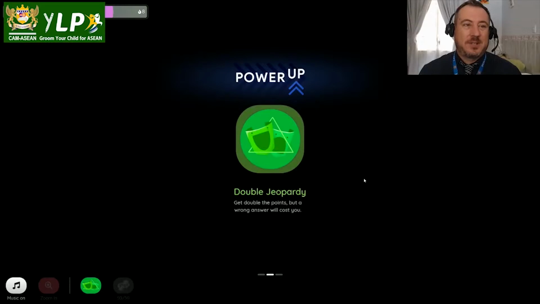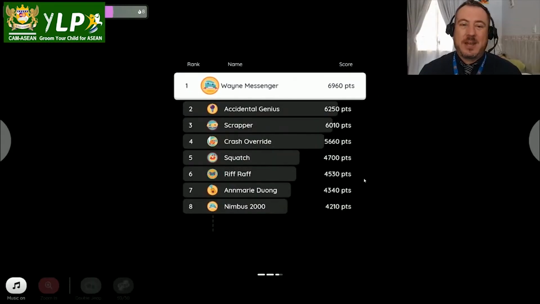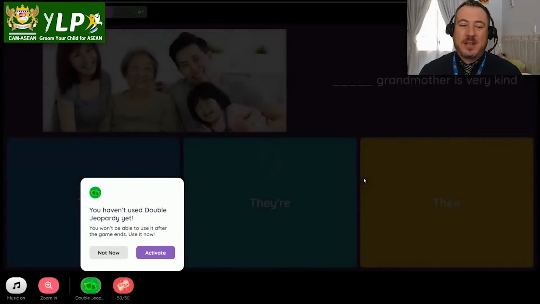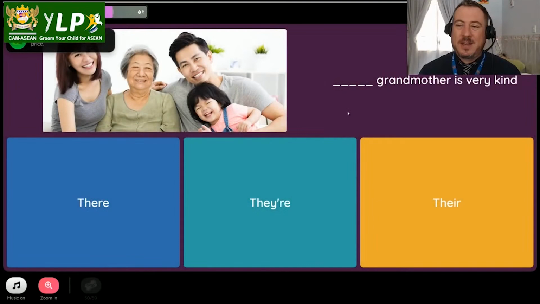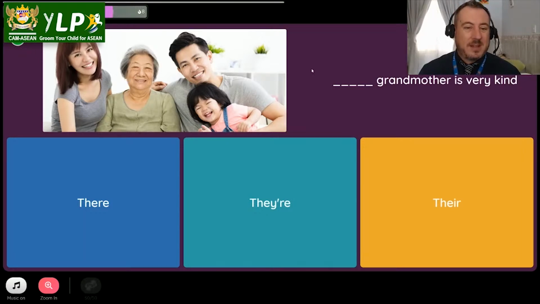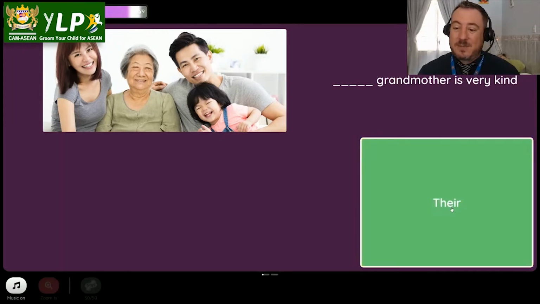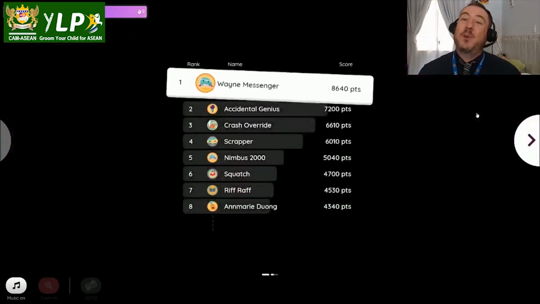What are we on now? Question number 8 or question number 9, I think. Question number 9. You haven't used double jeopardy yet? I don't know. Let's activate it anyway. Their grandmother is very kind. Now they're talking about the grandmother, and the grandmother belongs to them. So it can't be there, because this is talking about a place. It can't be they are. They are grandmother is very kind. That doesn't make any sense. So it must be this one. The grandmother who belongs to them.